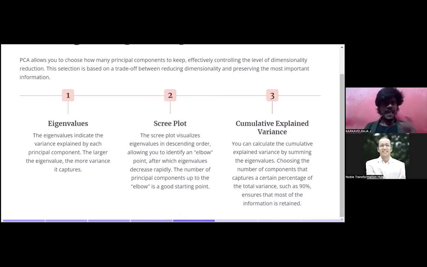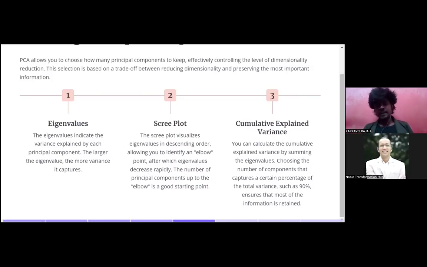Eigenvalue. Eigenvalues indicate the variance explained by each principal component. The larger the eigenvalue, the more variance it captures. Put simply, the eigenvalue is a value which helps us understand how many principal components we need. When the eigenvalue is larger, more variance is captured in the dataset, that is, the data varies quite a lot.